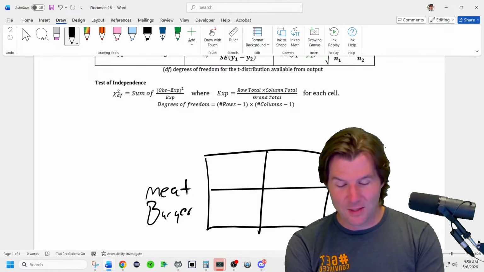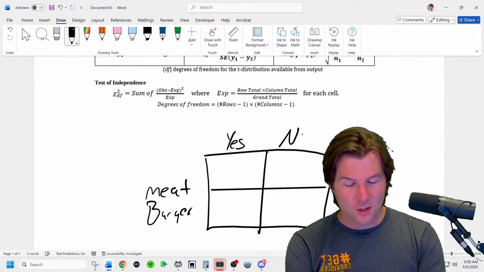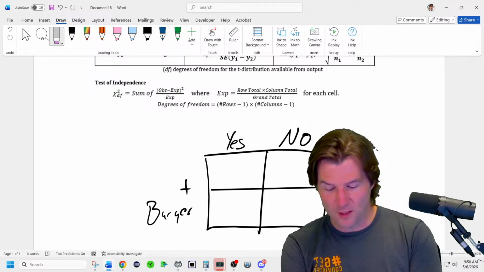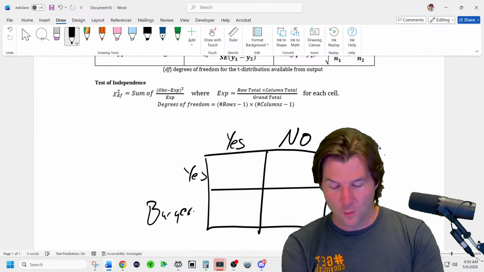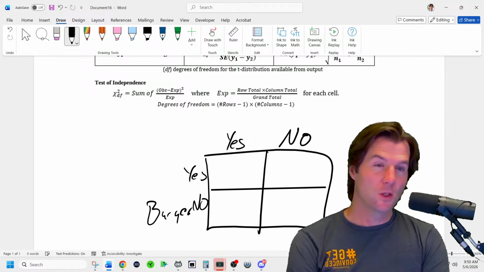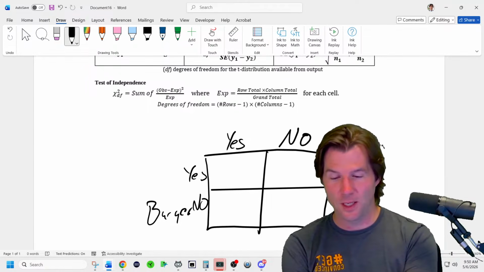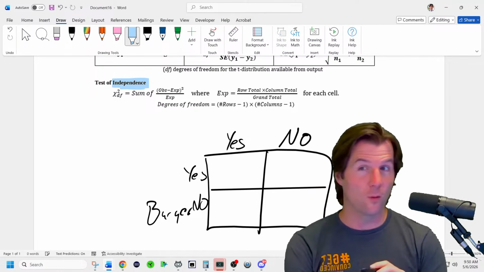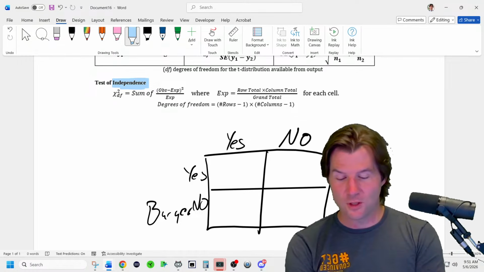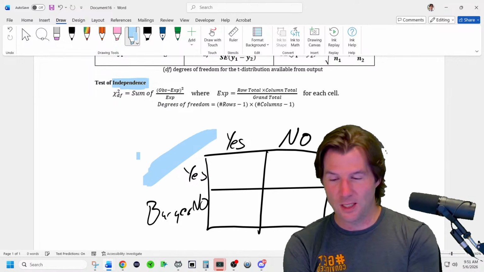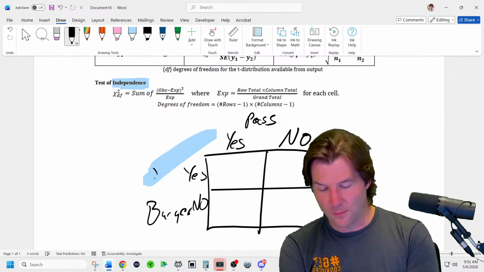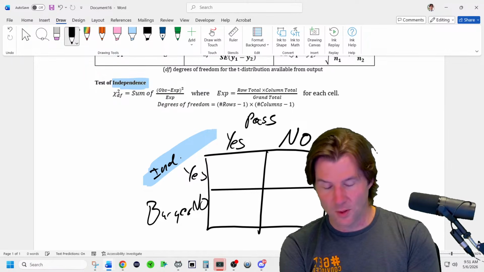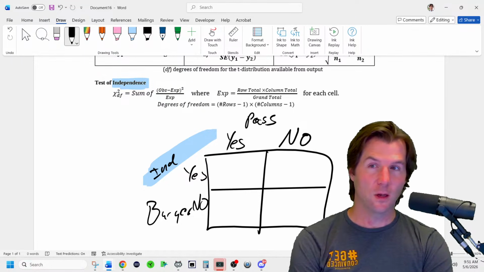So, and then pass the test, yes or no. So let's say eating a burger the night before the test, and whether or not someone ate a burger, what is the null hypothesis? When you see chi-squared test of independence, this is the easy way to remember the null. All you have to do is put that word independent between the two of these. So the null would be eating a burger is independent of passing the test.